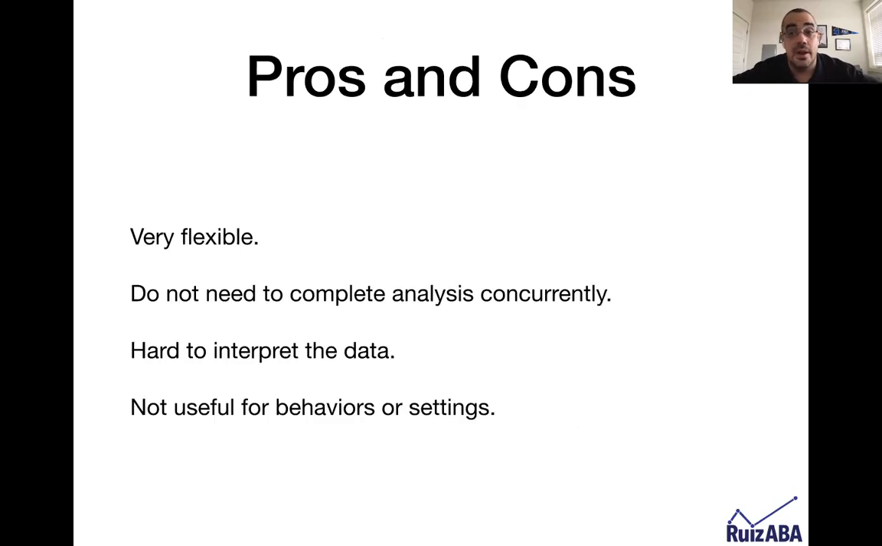Whereas with the non-concurrent multiple baseline, what we're saying is the baselines are just not collected at the same time. And this is good because it's very flexible. When you're looking for participants or you're looking to help people in research, and you have two participants that are similar, but they're in two entirely different settings, a non-concurrent multiple baseline is a really good way to go. You don't need complete analysis concurrently, so you can be in both places and you don't have to do it at the same time. However, it could be hard to interpret the data because there are different environmental variables, and it's not useful for behaviors or settings. So in this case, it's good for people, but not behaviors, not settings, whereas multiple baseline and multiple probe can be used for any of the three.